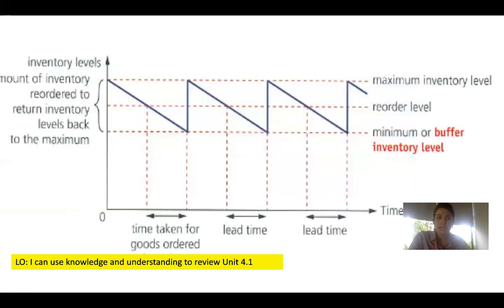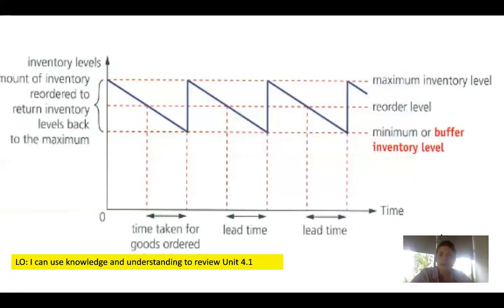So inventory level. If we look at this graph here, at the top we have the maximum inventory level. This will probably be restricted by storage and how much you can keep at one time. Then you have the reorder level. Now the reorder level is done here so that you have delivery time, the time taken for goods to arrive. Then hopefully your goods arrive before you reach the minimum or buffer inventory level, and then your order can go back up to the maximum inventory level that you have.